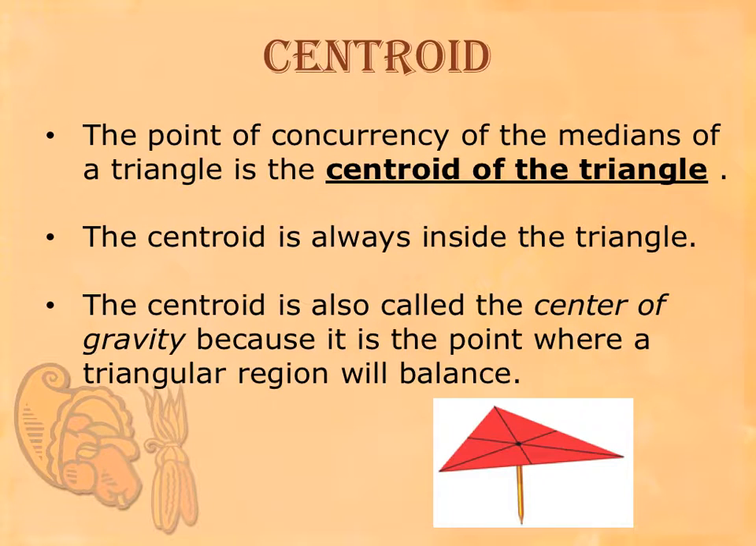So circumcenter is perpendicular bisectors, incenter is angle bisectors, centroid is medians. And just like angle bisectors, the centroid is always inside the triangle. So the perpendicular bisectors are in, on, out. The angle bisectors and the medians are always inside. Doesn't matter if my triangle is acute, right, or obtuse.